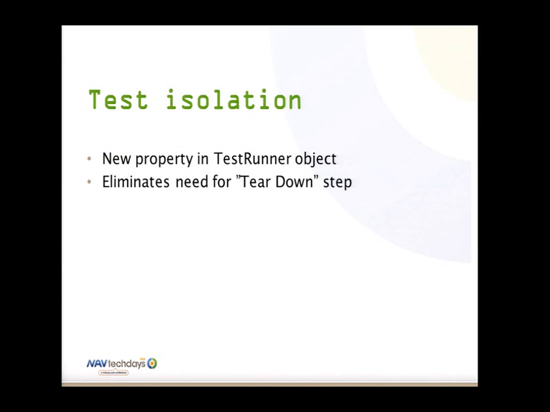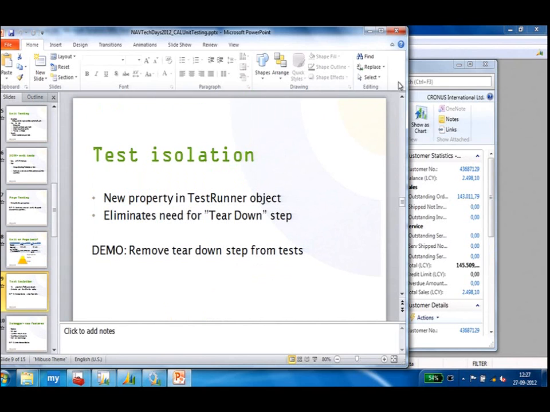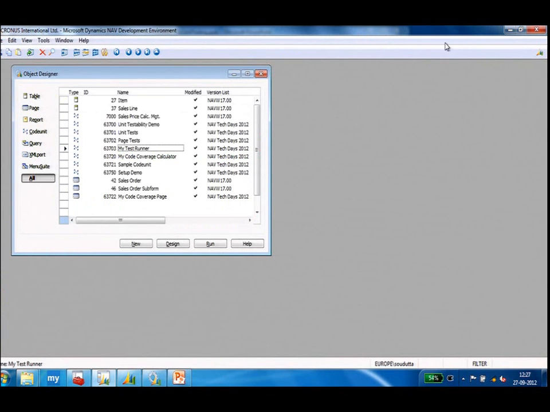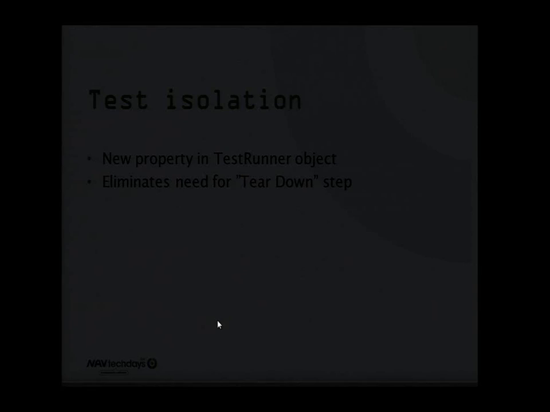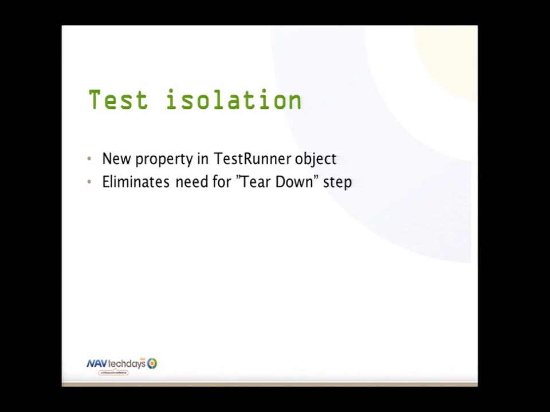Let me show you a new property in 2013 called test isolation. For that, we refer back to our test runner. Before that, perhaps I should talk about it. It's a new property of test runner, and it eliminates the need for writing the teardown step. Wouldn't it be wonderful that you write a test, and no matter what data it creates, it is runnable again and again using the same data that it creates in the test?